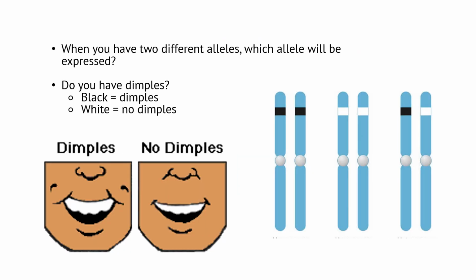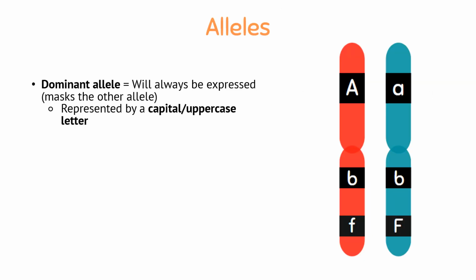So what happens when you have 2 different alleles? Which allele will be expressed? And this is what we're going to go into. So for example, if you have dimples, here is a very simple diagram of how this works. So the black alleles over here code for dimples, whereas the white alleles code for no dimples. So a person with these 2 alleles will obviously have dimples. A person with these 2 alleles will have no dimples. However, we might have a person with 1 allele for dimples and 1 allele for no dimples. What is expressed then? Well, that really depends on whether it is a dominant allele or a recessive allele.